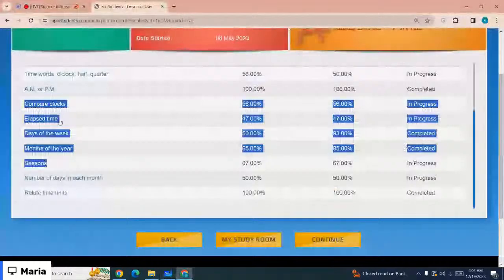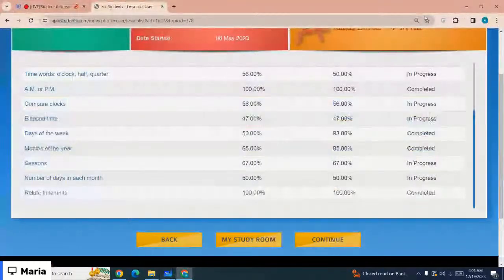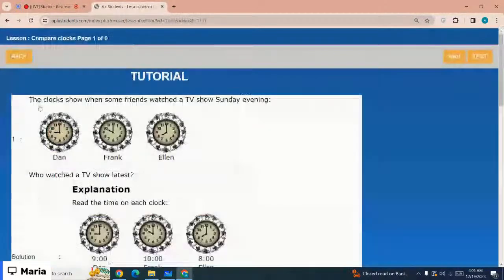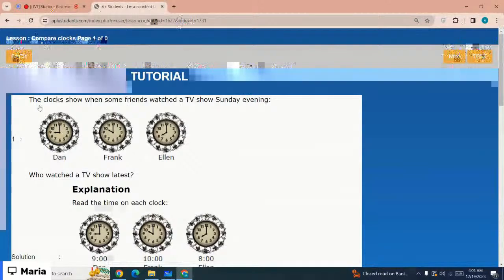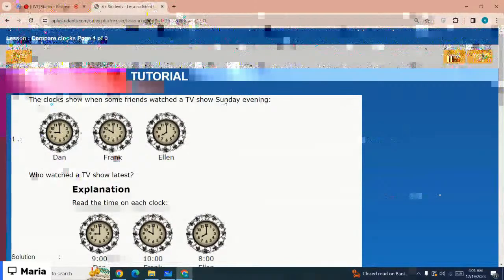Okay, here I am on grade 2 math. Chapter we're working on is time. Let's just start with the lesson, that is compare clocks. The clock shows when some friends watched a TV show Sunday evening. Who watched a TV show latest, right? So you're given three clocks. Let's just see what is the time on the clock, right?